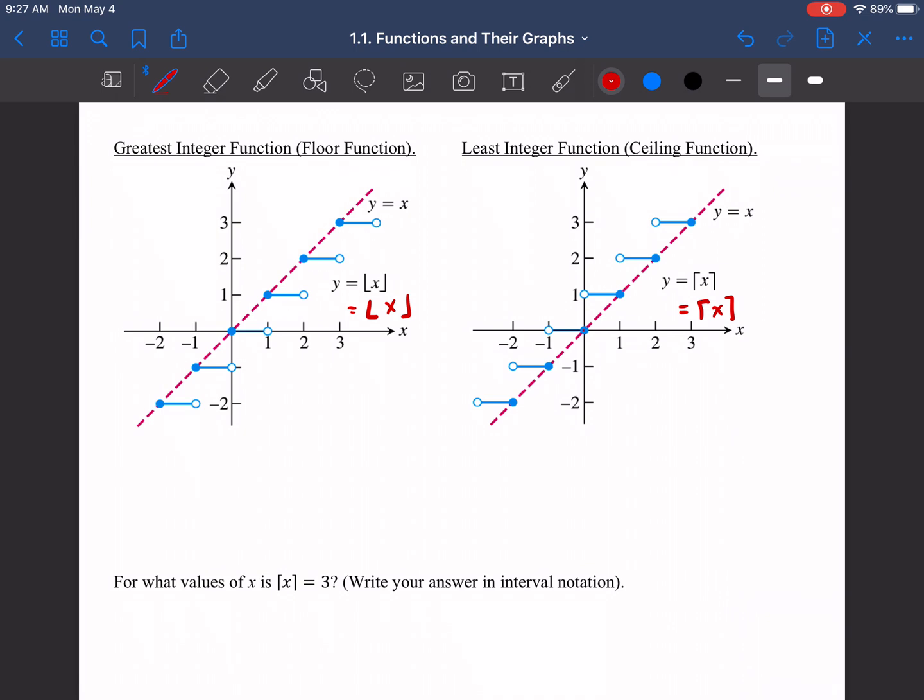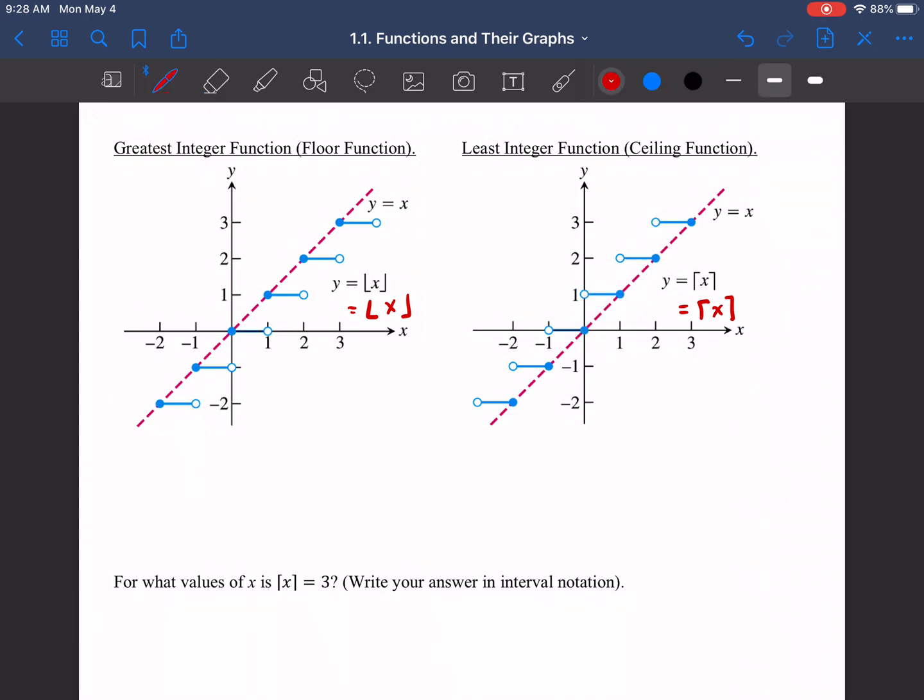So if you're at 0, you stay at 0. But if you go to 0.1, you round up to 1. 0.2, 0.5, 0.9, they all round to 1. And the same thing here, then you get to 1, it rounds to 1, and then 1.1 rounds up, and 1.5 rounds up, and they all just keep rounding up like that. That is our ceiling function.